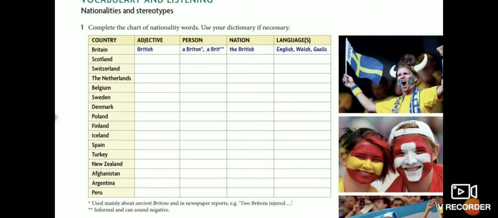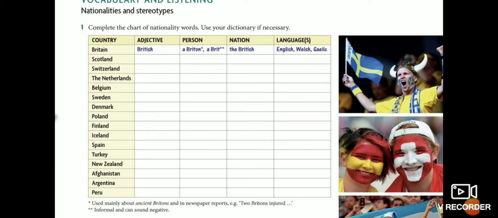So because Britain has 5 countries in there. Let's count. Okay, Britain, you have England, you have Scotland, Wales, and Northern Ireland. Okay, 4 countries. I'm sorry. Okay, because England is the parent country. So English is spoken in Britain, but then you have Welsh spoken in Wales, and you have Gaelic spoken in Scotland. Okay, right. So these are all the countries in Britain.